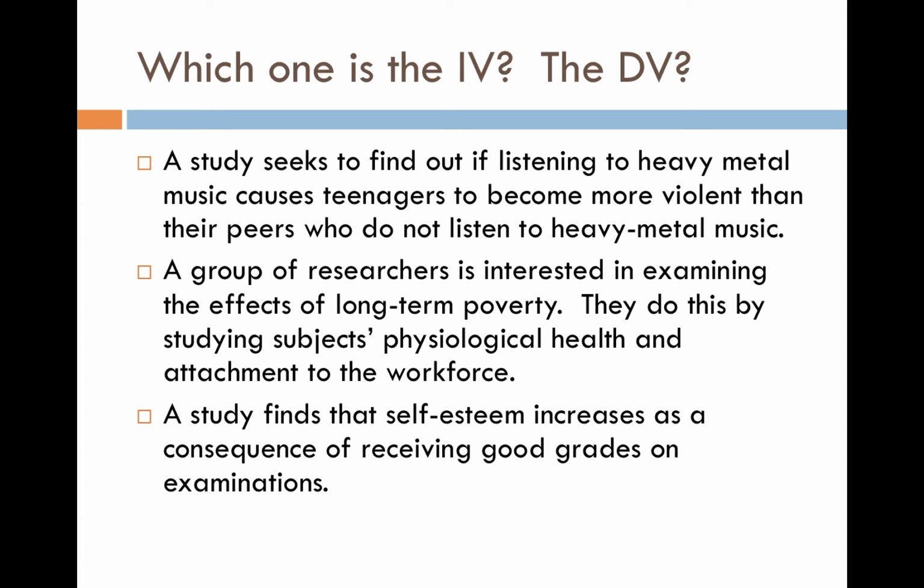If a group of researchers is looking at the effects of long-term poverty, they do this by studying subjects' physiological health and attachment to the workforce. The long-term poverty comes first because that starts in childhood, so that would be the independent variable. The dependent variables, there are 2, would be physiological health and attachment to work.